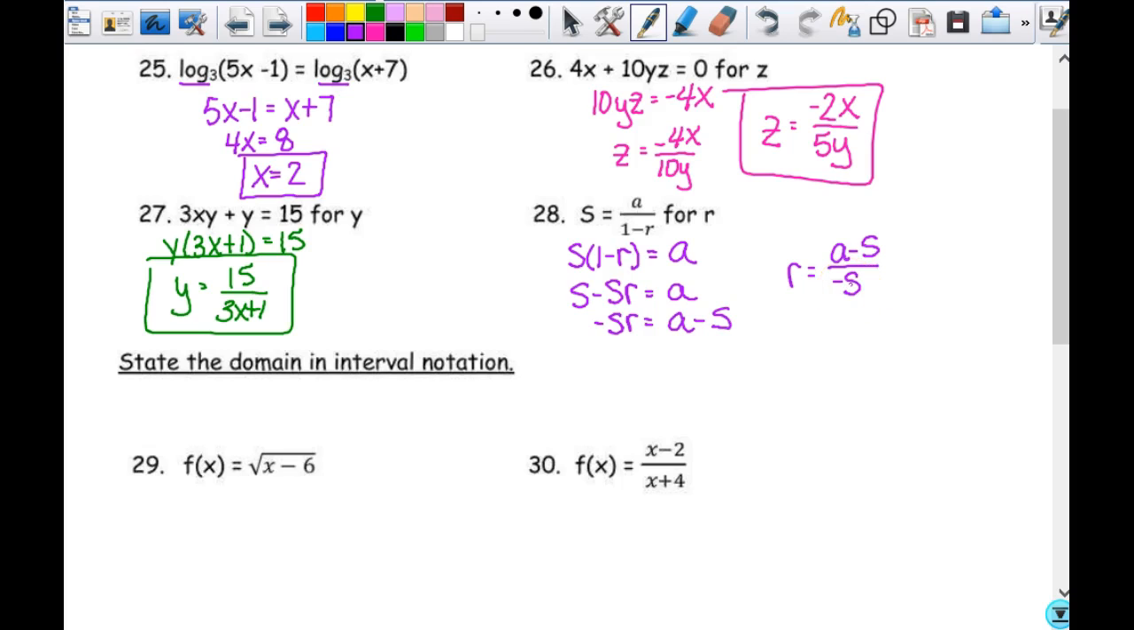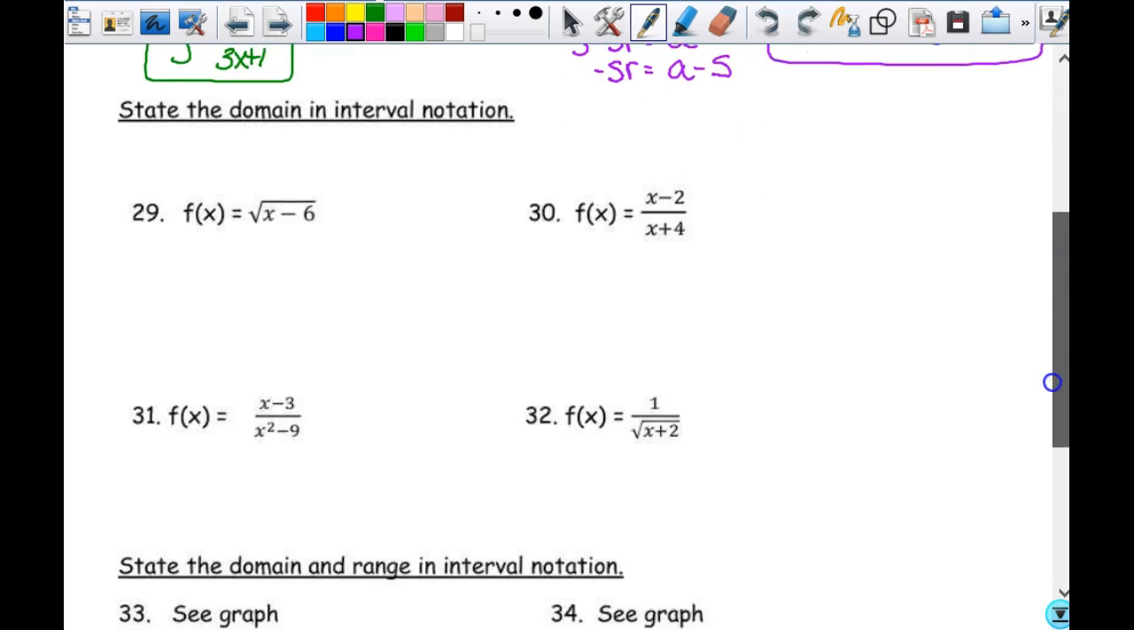Or I could say equals, either one. If I want this to be positive, then I can multiply this whole thing around and get s minus a over s. Or if you want to go ahead and split this, you don't get to cancel that out, but I can split it into two fractions. So s over s would give me 1, but it's still minus a over s. So there's a couple options there.